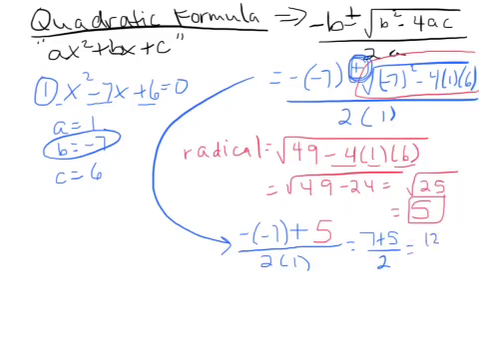So that gives me 12 divided by 2, which is 6. Alright, then what I have to do is I also have to subtract, because in my formula I have negative b minus the square root.